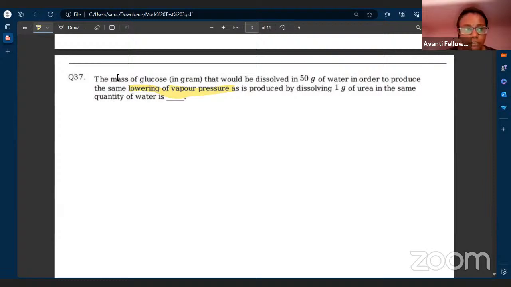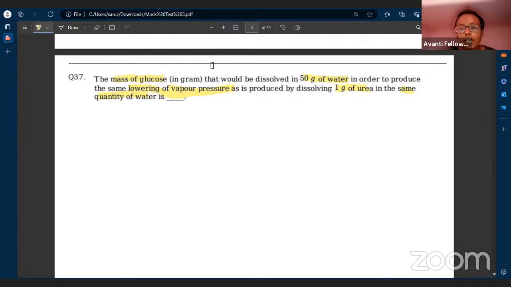So it is 50 gram of water for both solutes, because they have given us the same quantity of water. 1 gram of urea is given. The unknown is the mass of glucose in gram that you have to calculate.